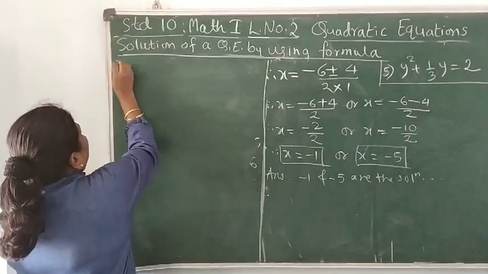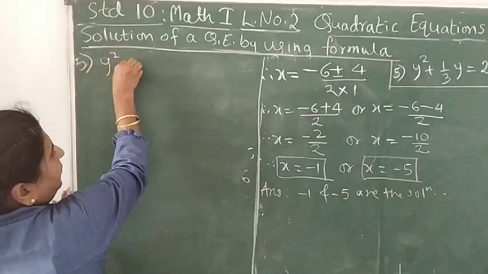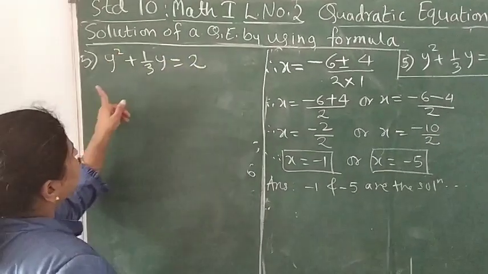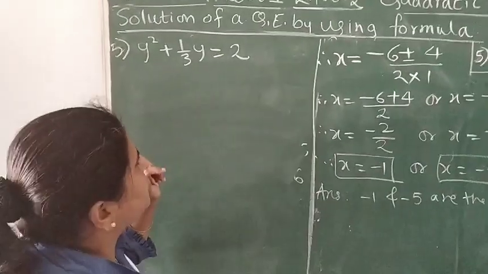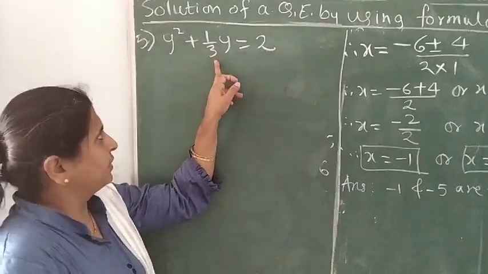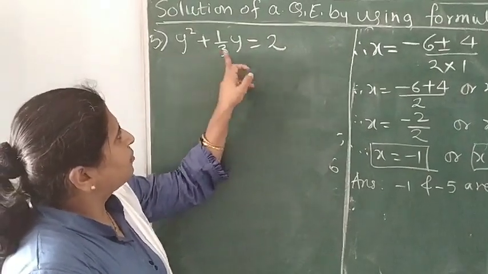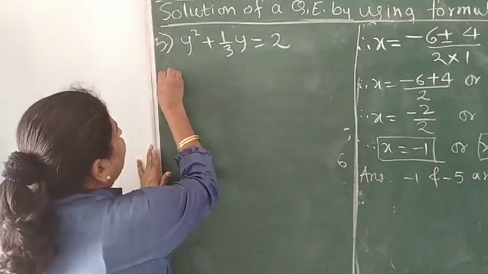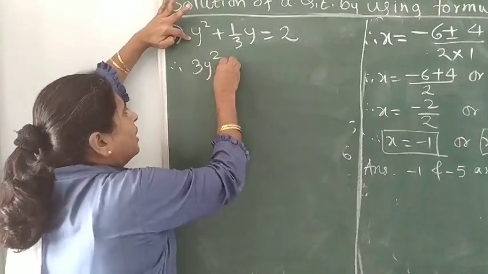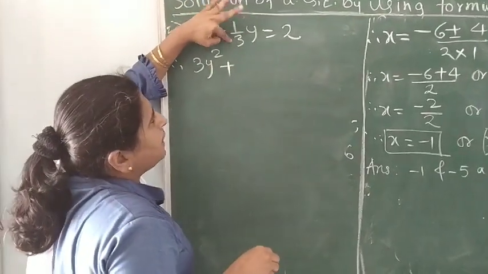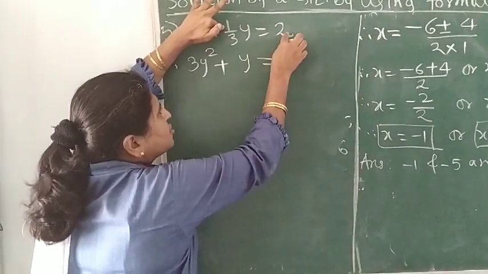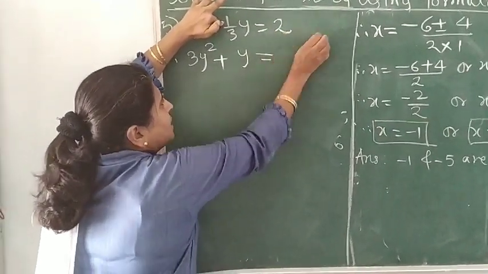That fifth sum is y square plus 1 upon 3y is equal to 2. Now we can see that this is not in the standard form, so we have to make it into standard form. For that we have to remove this 3 first. To remove this 3 we have to multiply each term by 3. By multiplying this y square by 3 we will get 3y square, plus 1 upon 3 multiplied by 3 we will get only y, and this 2 multiplied by 3, 2 3s are 6.